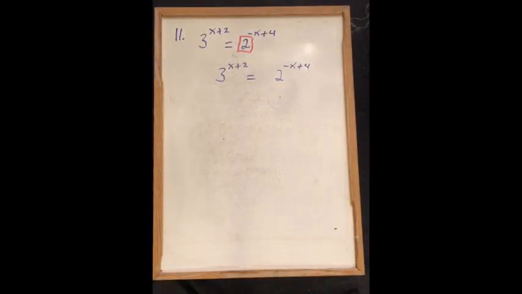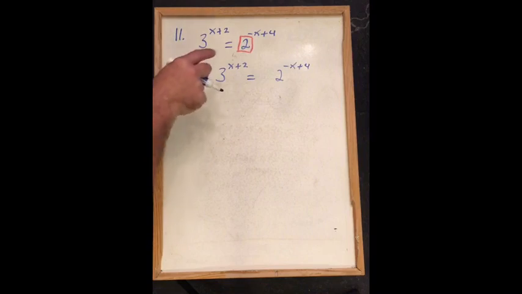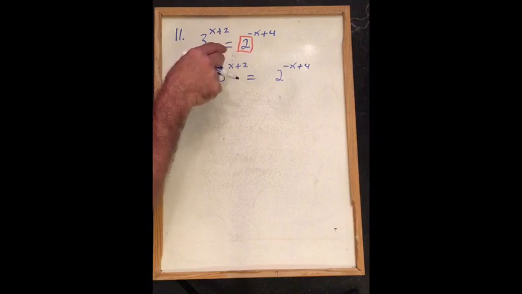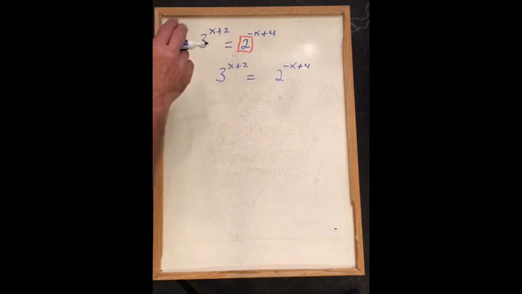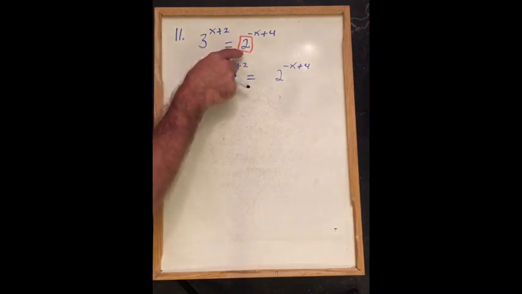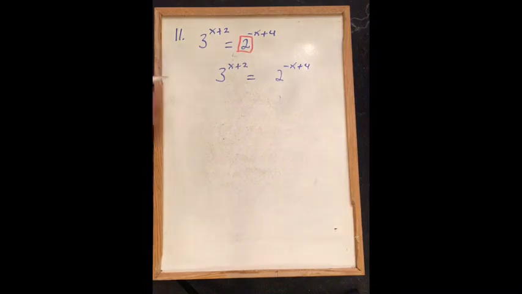For number 11, there was actually a misprint on the review also. That box right there on the review says 3. Actually, it says a bunch of other things too, and this is what I intended right here. So I want you to see that. First of all, change the second function to 2 to the minus x plus 4 and set them equal to each other.